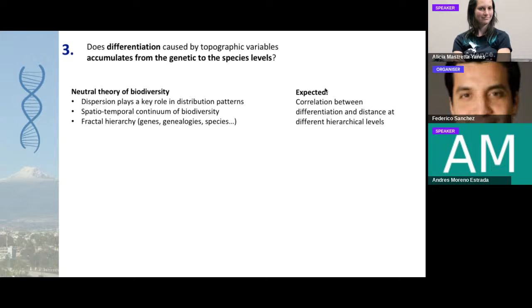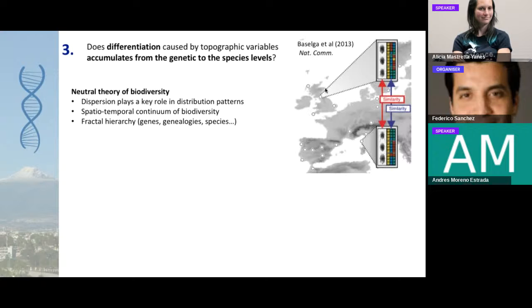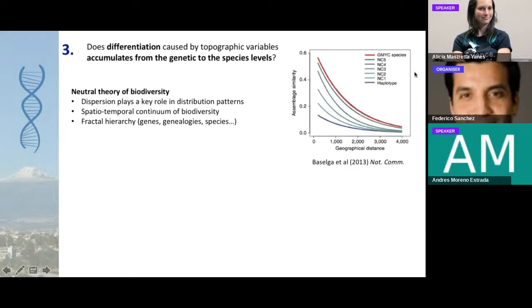This is something that has been tested before by Baselga and colleagues, but at very wide geographic distances across basically all of Europe with these very nice aquatic beetles, where they found that indeed the decay of similarity is the same at the haplotype level, at different genealogy levels, and at the species level. Therefore, we have this fractal pattern of biodiversity decaying in similarity with distance.